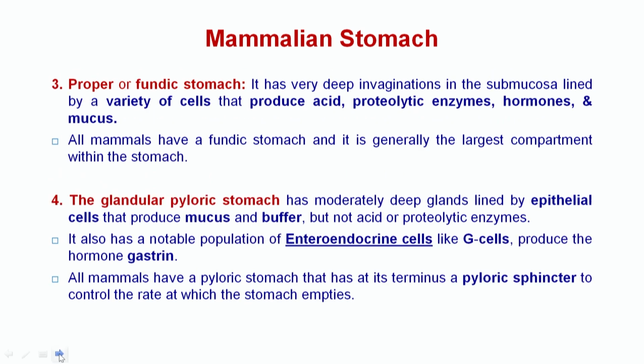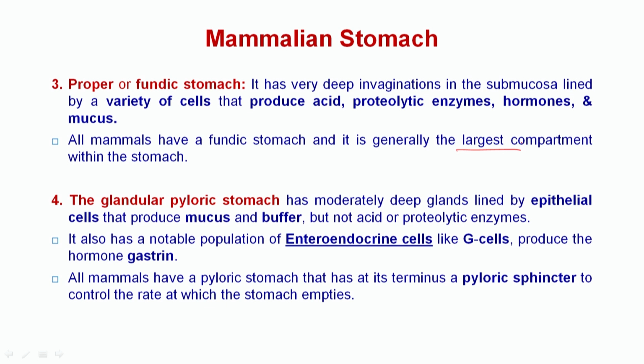The third part of the stomach is the proper or fundic stomach. It has very deep invaginations of the submucosa lined by a variety of cells that produce acid, proteolytic enzymes, hormones and mucus. All mammals have a fundic stomach and it is generally the largest compartment within the stomach.